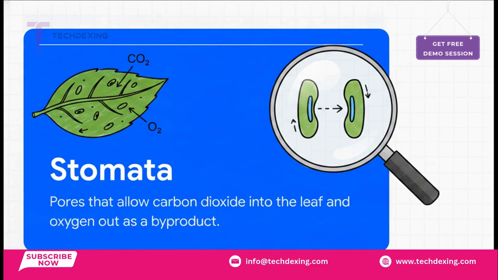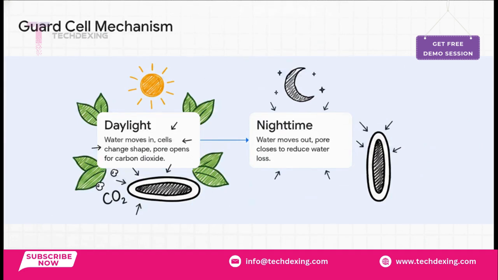But these aren't just open holes. Each stoma is surrounded by a pair of guard cells. These guard cells act exactly like automated security doors, literally changing their shape to determine whether the pore is open or closed based on what the plant needs right at that moment. And here is how this ingenious mechanism actually works.